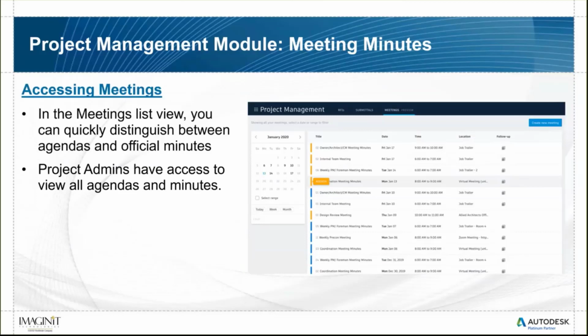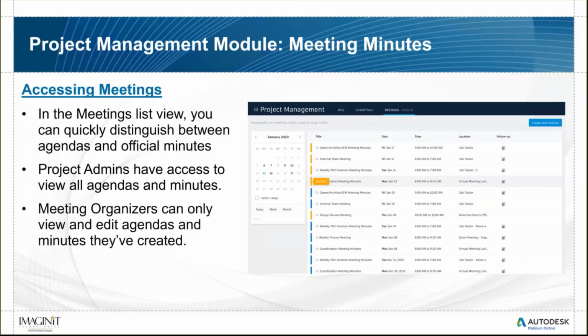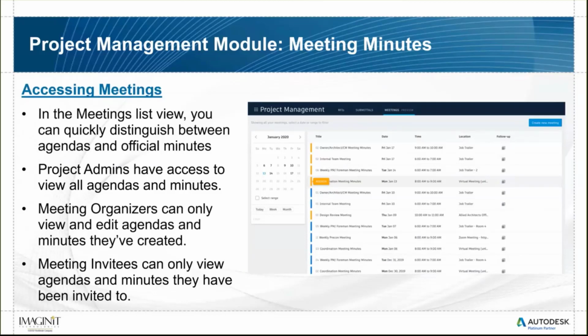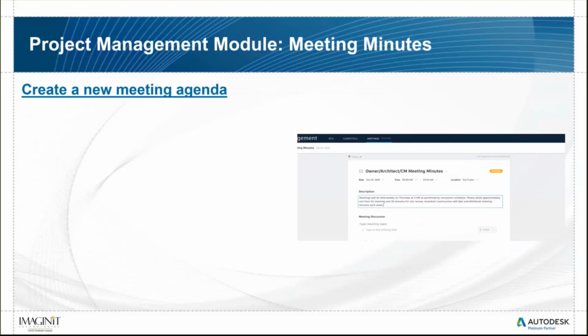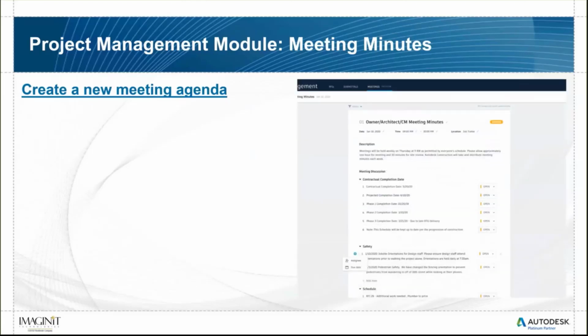All the project admins can have full access to all the agendas and the minutes. Meeting organizers can only view and edit agendas and minutes they created. And meeting invitees can only view agendas and meetings they have been invited to. So it's very secure. You would just create a new meeting agenda, create the new meeting, date, time, invite people to it. And then when someone is invited, they would receive an email saying that they were invited to a meeting, but all the information, again, is in the system.